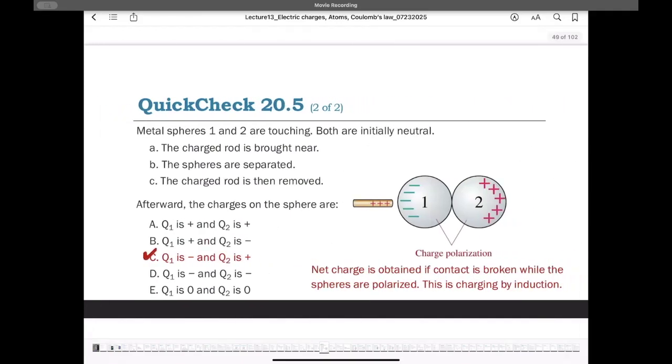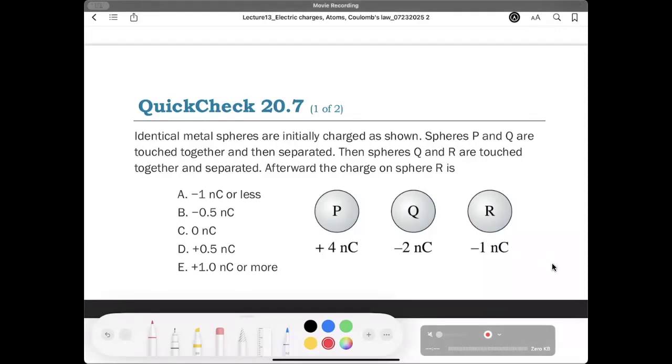You can see the net charge is obtained if contact is broken while the spheres are polarized. This is charging by induction. Does it make sense to you? Okay, let's check this question.